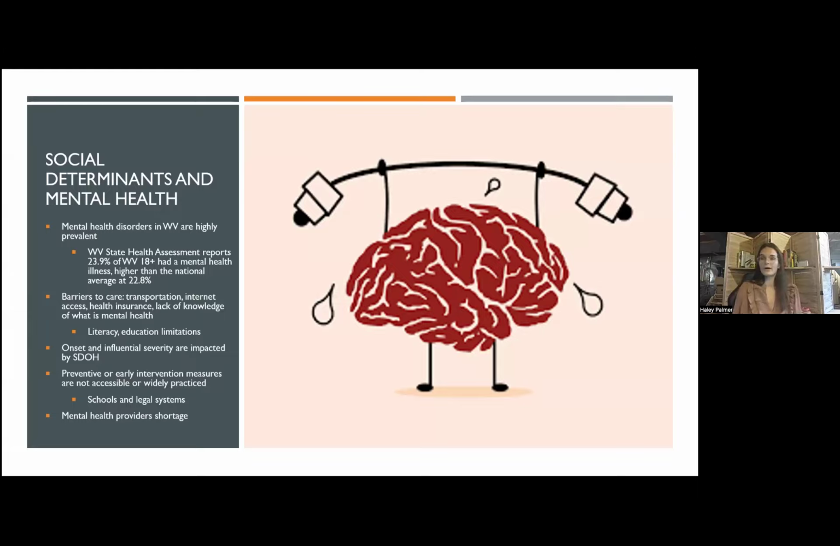Many of us know, I was reading the chat to see where people are coming from, that mental health disorders are extremely prevalent in West Virginia. I don't have to review those stats here. Barriers to care include transportation, internet access, health insurance, and lack of knowledge of what mental health is.